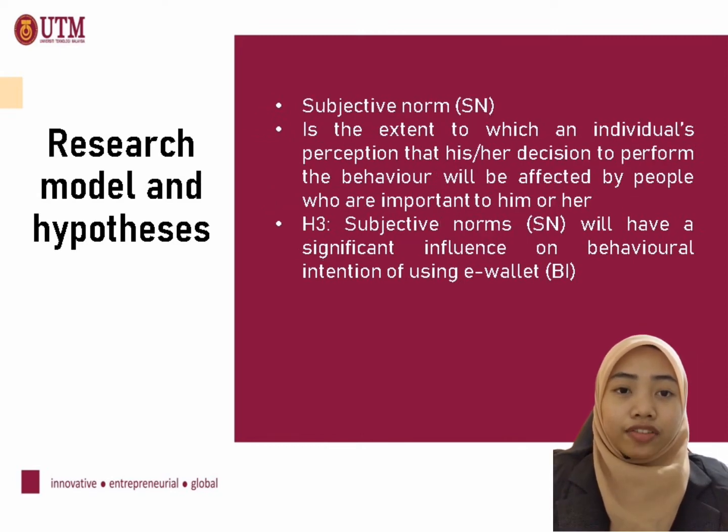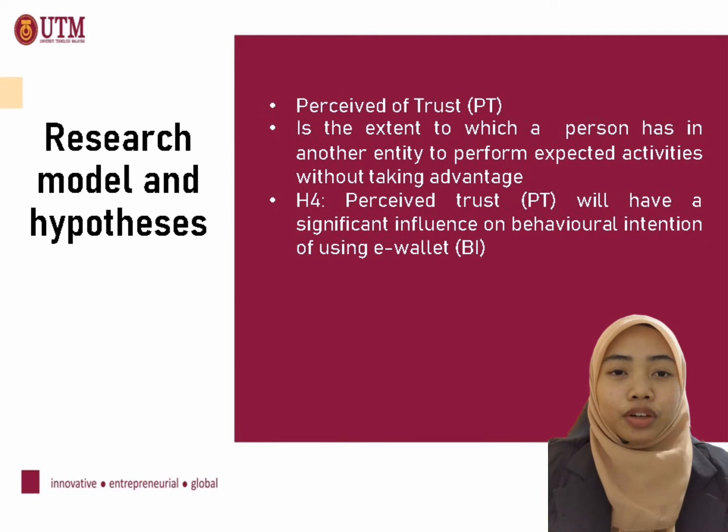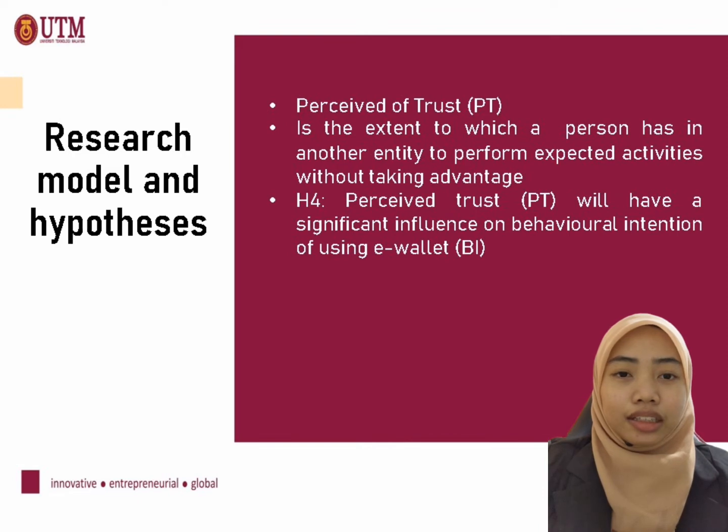Besides that, subjective norm is the extent to which an individual perceives that his or her decision to perform the behavior will be affected by the people who are important to him or her. Hypothesis 3: SN will have a significant influence on BI of using e-wallet. Moreover, perceived trust is the extent to which a person trusts another entity to perform expected activities without taking advantage. Hypothesis 4: PT will have a significant influence on BI of using e-wallet.